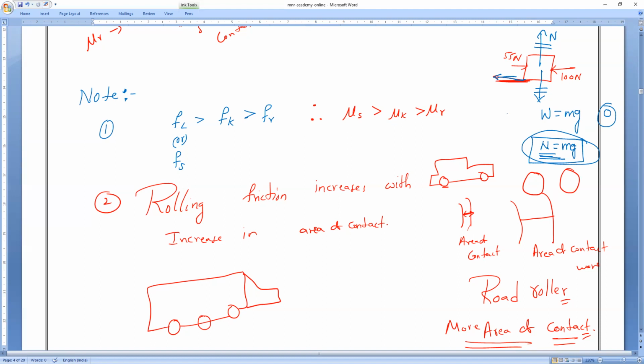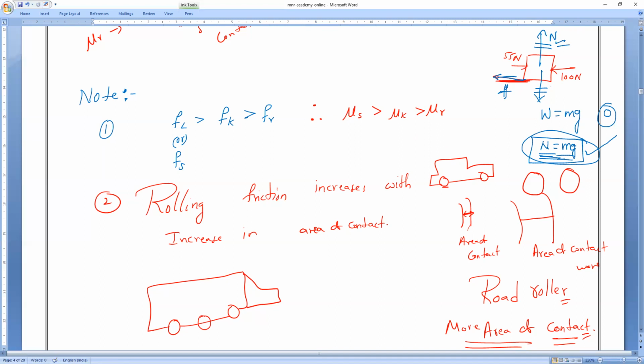Clear, Amma? Whatever the body, it will always experience its normal reaction and weight. That is gravitational force. But they are equal and opposite, so it will always be balanced. Clear, Amma? Yes, sir. Thank you, sir. That is why we consider only forward and backward. There is a frictional force always, a normal force always, and gravitational force also always.